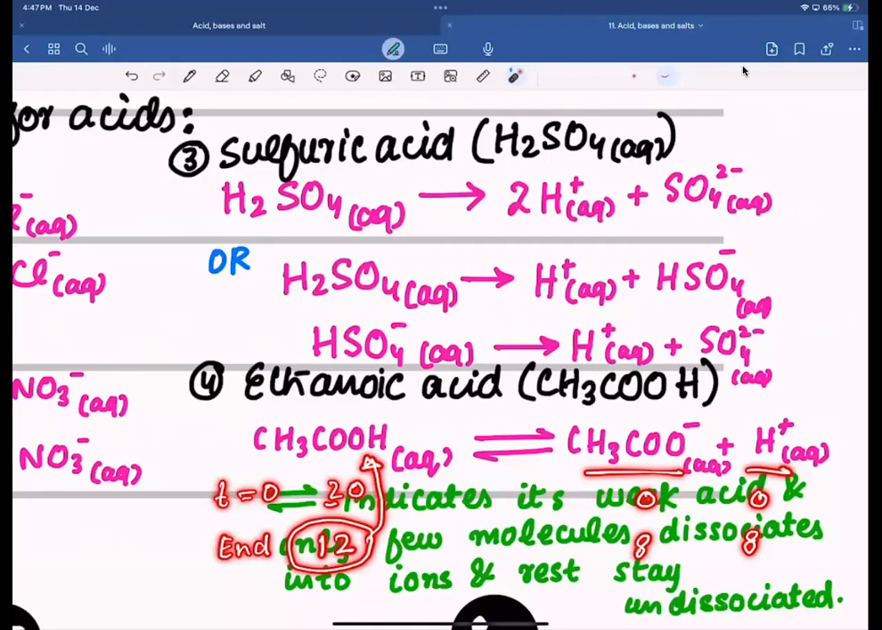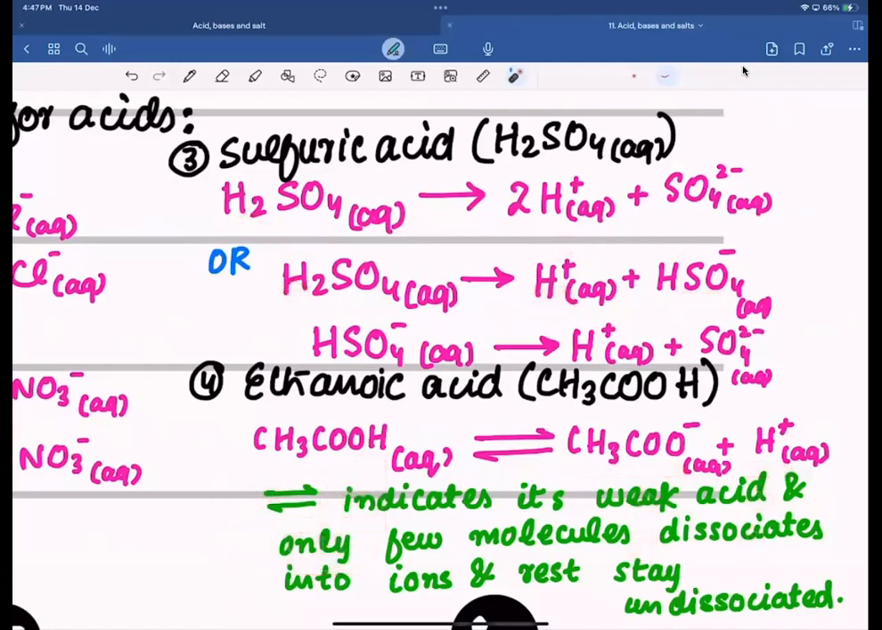But in this case, for example, if I'm talking about sulfuric acid, if I have added 20 molecules initially, after some time it becomes zero and all of the molecules dissociate into ions. So that is what complete dissociation is. 40, because how many are there right now? Two. One is producing two. So if there are 20 molecules, 40 hydrogen ions will be produced.